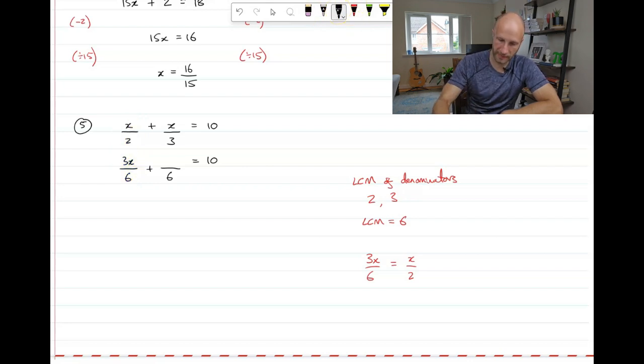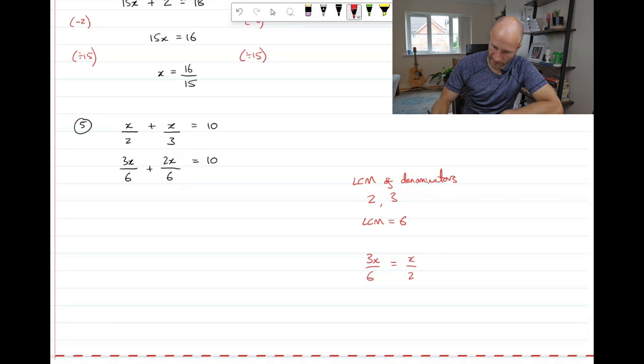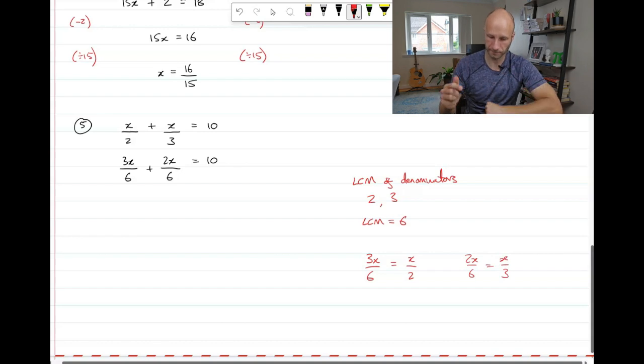And then the second one, similar kind of idea. I've timesed the bottom by 2 here, so I'm going to times the top by 2, 2 times x, to balance that back out. So creating an equivalent fraction, just to make my life a little bit easier. Again, if I write at the side here, 2x over 6 and x over 3 are the same thing, because 2 is common, it would cancel. So I'm creating that common denominator.